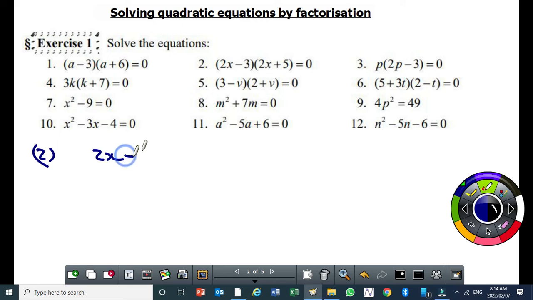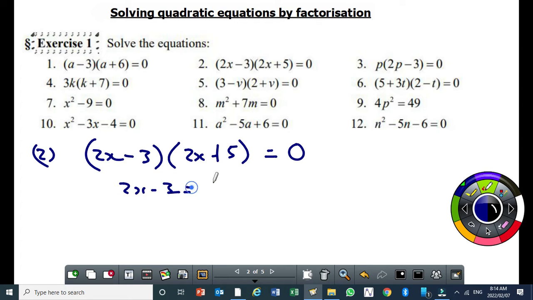So if you're given 2x minus 3 times 2x plus 5 equal to 0, as long as you are given the factors of the trinomial, you don't have to start removing brackets. There's no need for that. You just equate each binomial factor to 0 in order to solve for x. If you are given two binomial factors, then you just equate each binomial factor to 0.